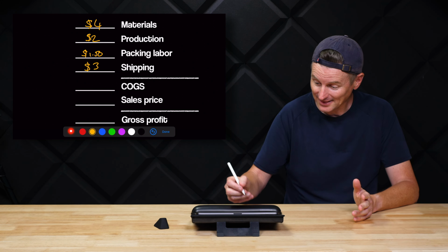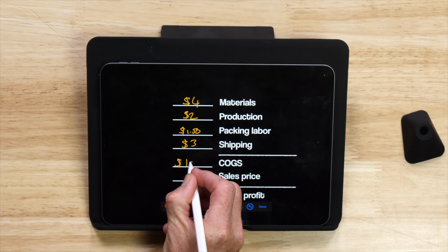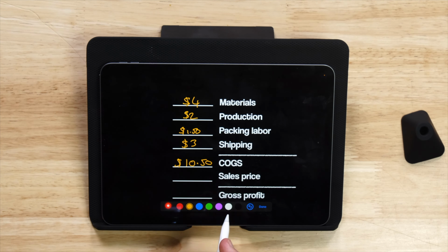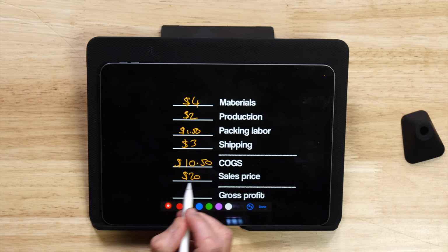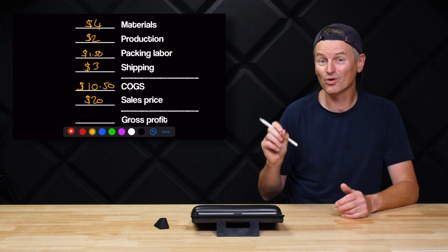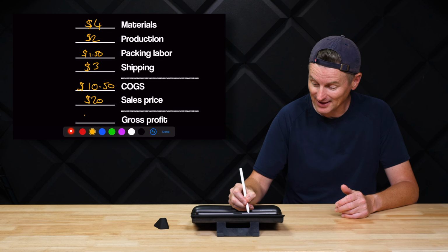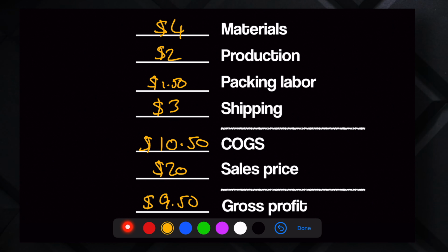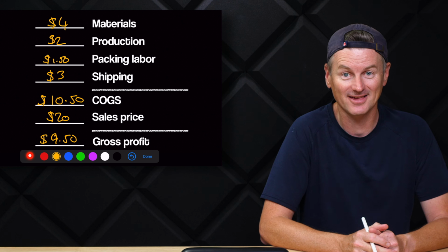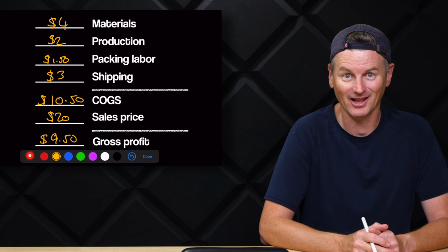Now that all adds up to $10.50 of COGS per shirt. So if you charge $20 for the shirt, your gross profit on each shirt is $9.50. That's before you subtract rent, ads, or that grande latte.